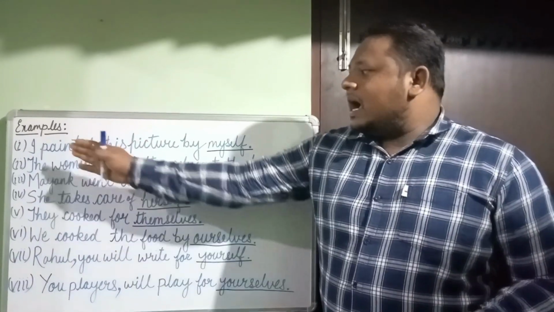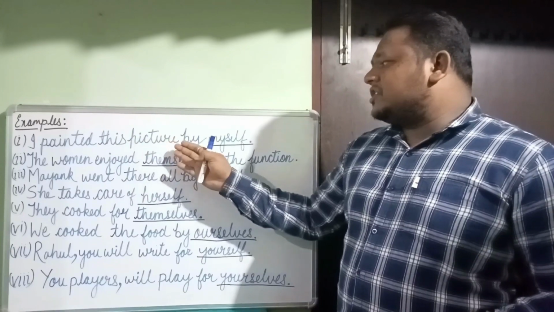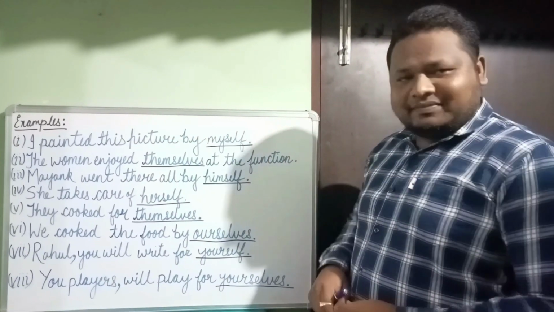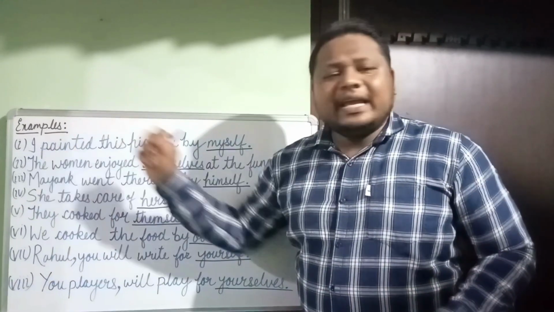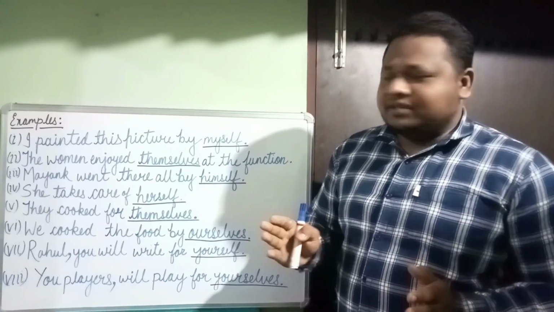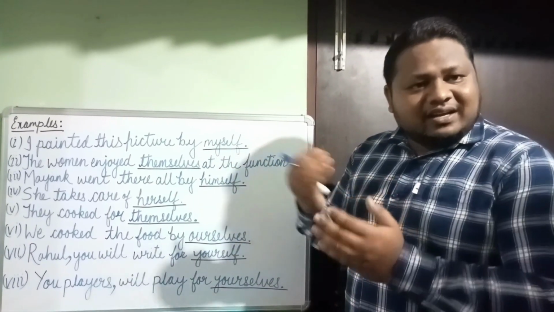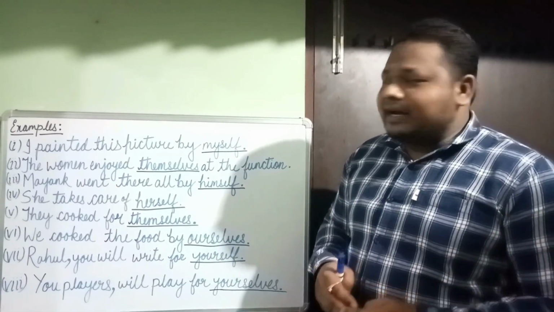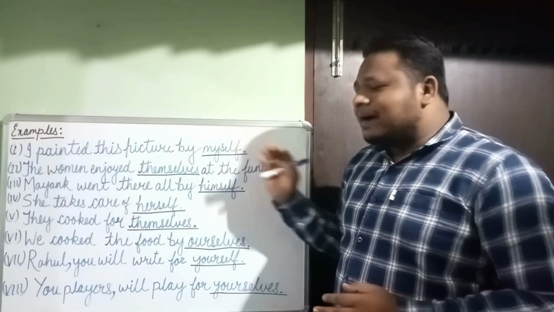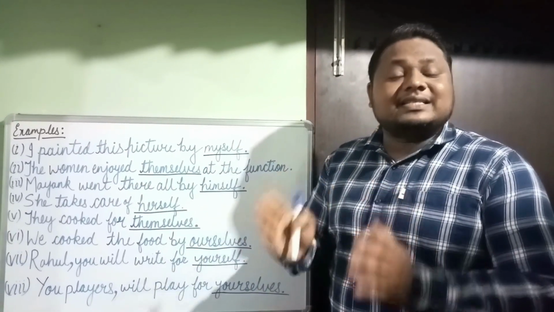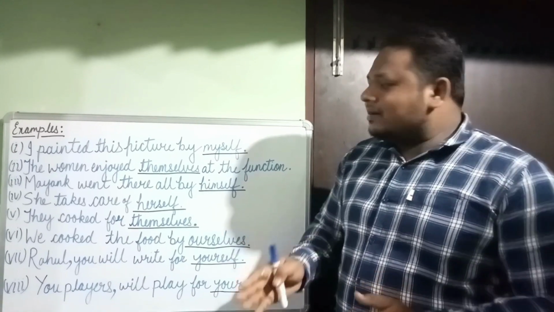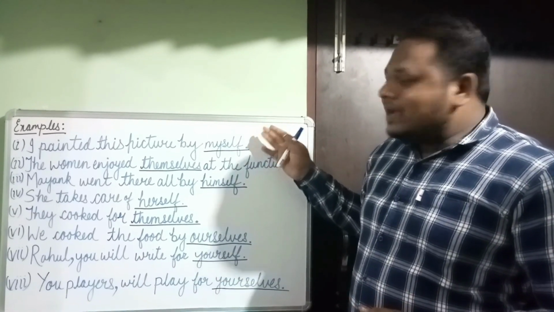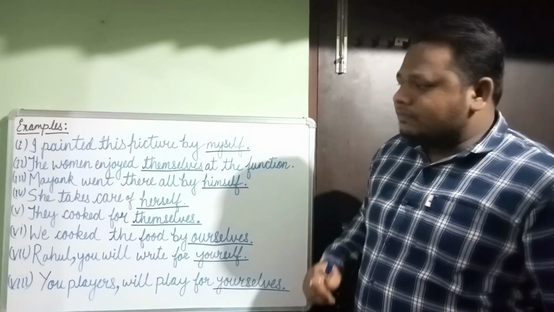Now, let us try to understand reflexive pronouns with the help of some examples. Example 1. I painted this picture by myself. Here, I is the doer of the action and myself is the receiver of the action. But I and myself are representing the same person. So here myself is our reflexive pronoun.